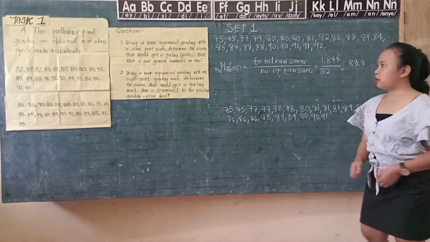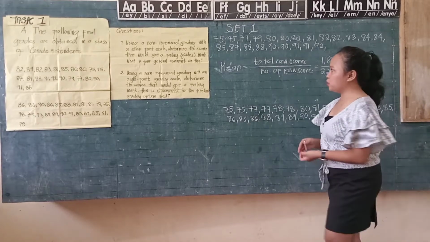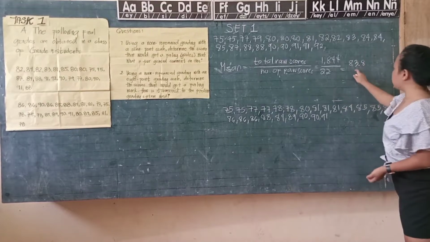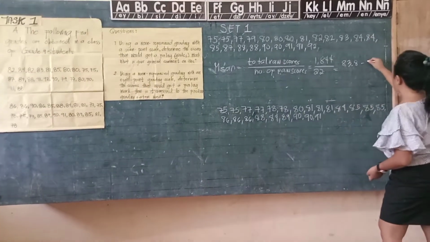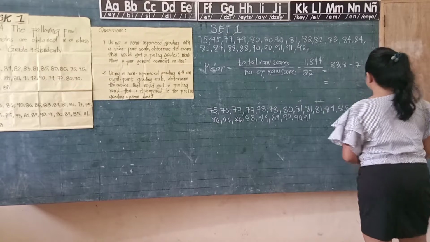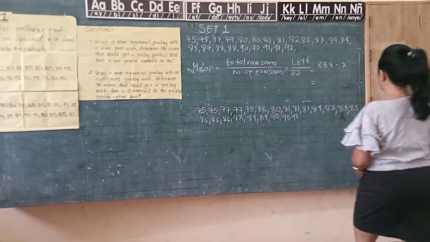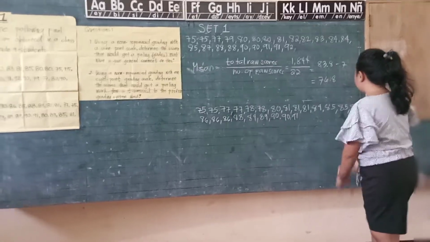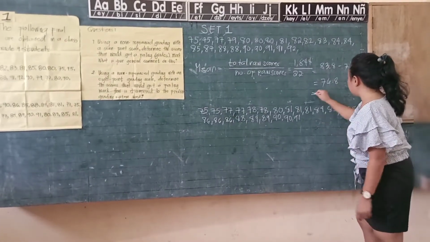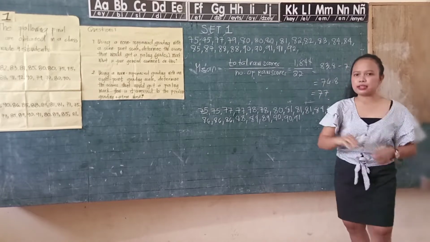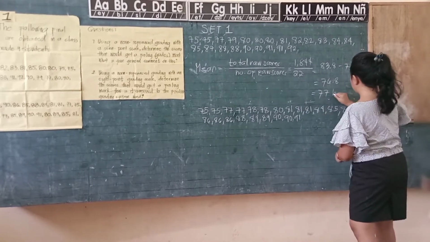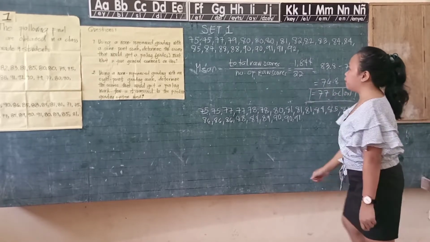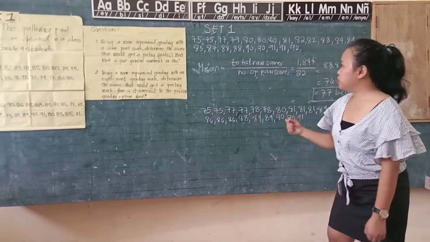83.8. So going back, since we are using the norm-referenced grading with a 7-point scale, we are going to minus it with 7. So 83.8 minus 7 equals 76.8. So rounding off, 76.8 will be 77. So 77 below is the failing mark in set 1.